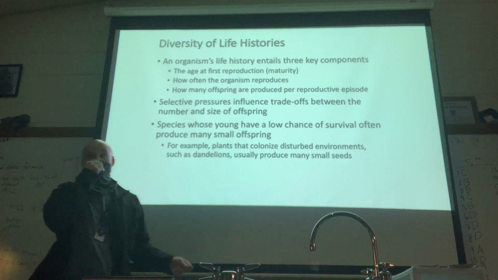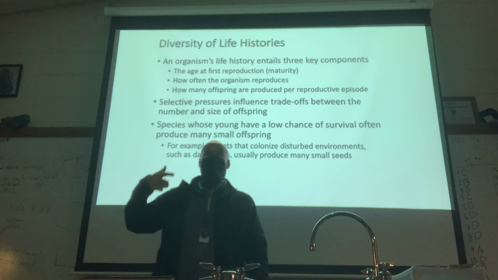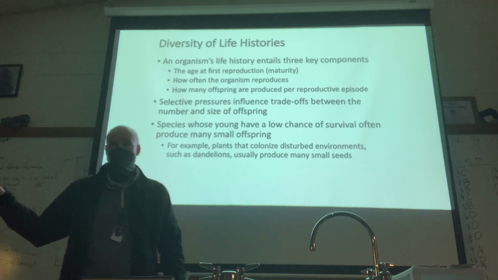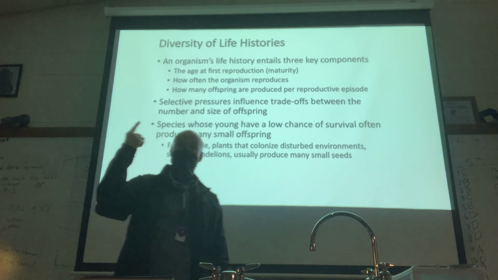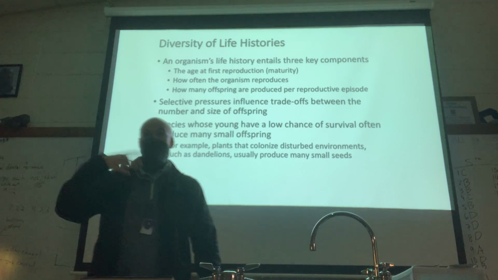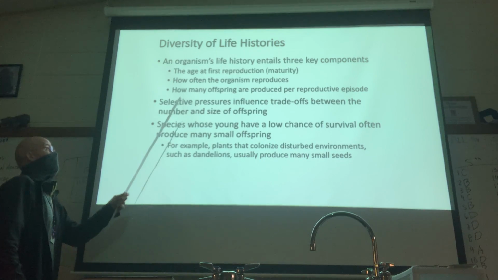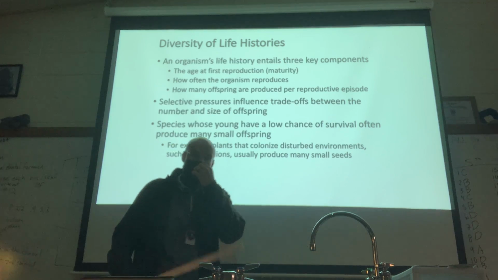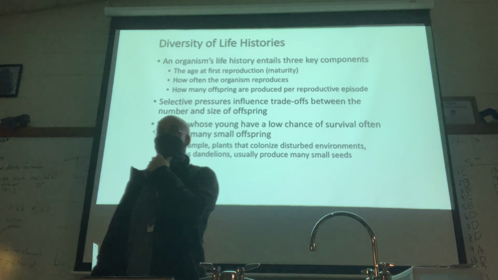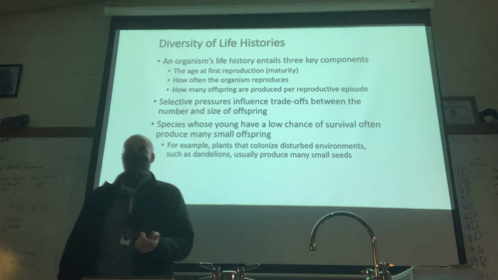There are organisms that reach sexual maturity very young or very old, so earlier or later in life. There are organisms that reproduce once and die. There are organisms like us that can reproduce throughout a large span of our lifetime. There are organisms that have thousands of offspring every reproductive event. There are organisms like us that have one, maybe two or three, if you have twins or triplets.